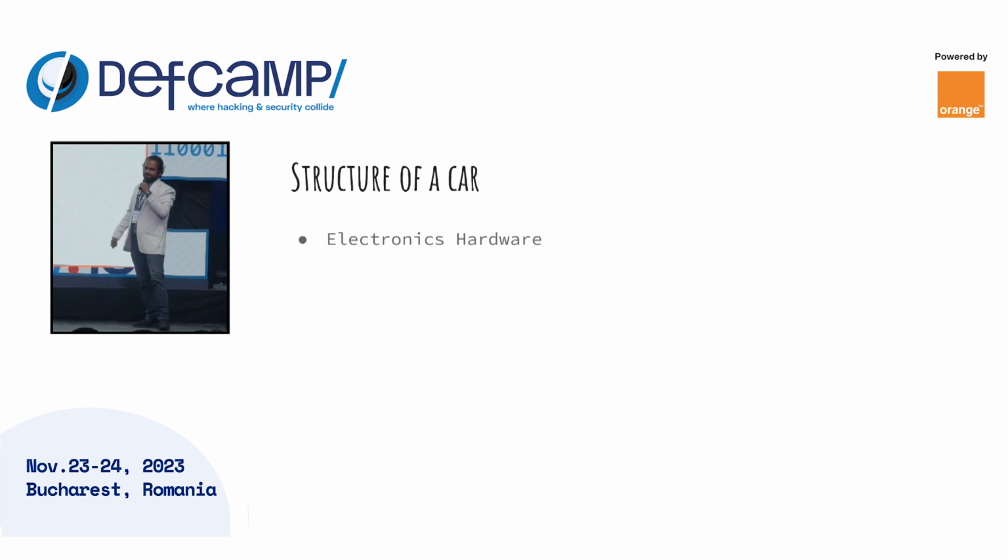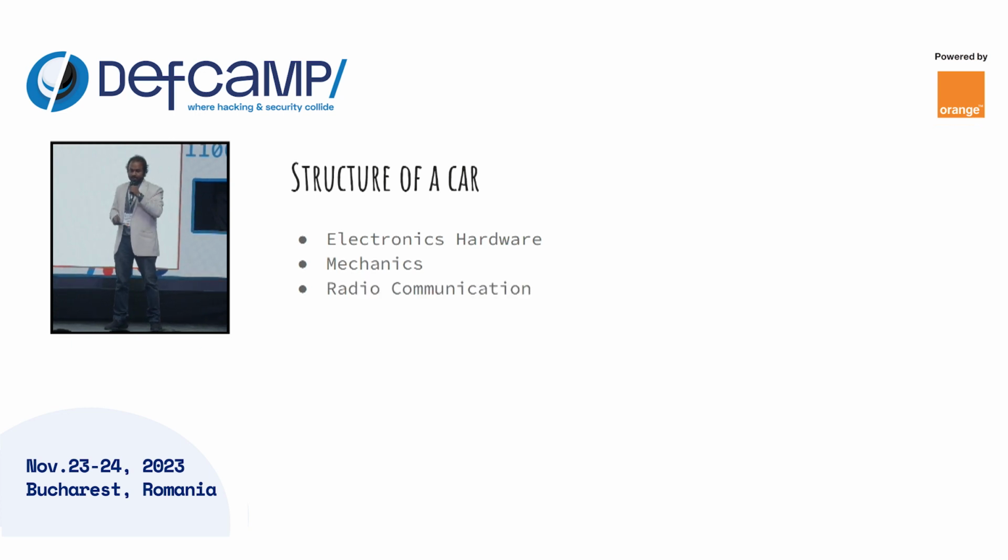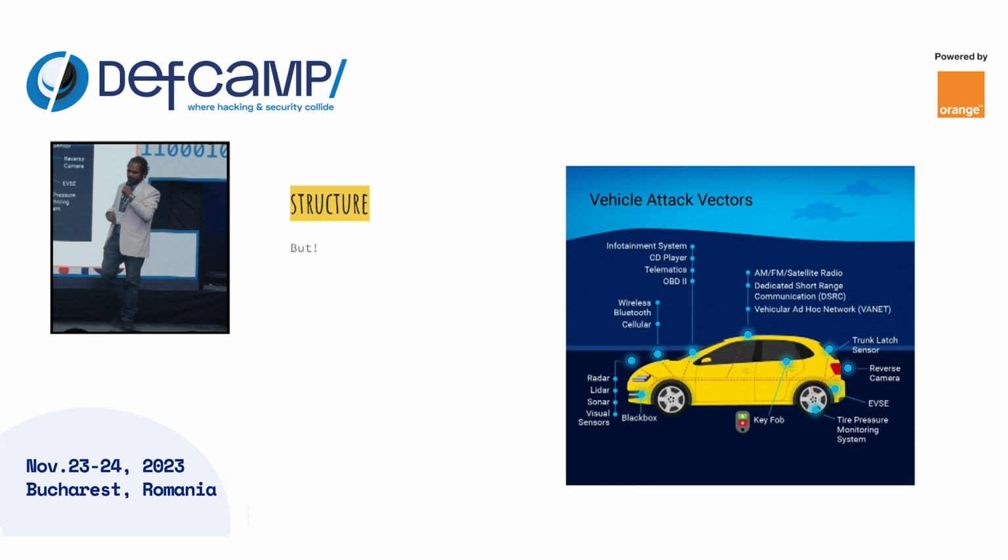So, let us discuss the structure of a car. What does a car actually include? Cars are basically computers. These are computers on wheels. That's it. The car consists of electronic hardware, the mechanics, the engine, and the actual mechanical stuff. Then there's radio communication, and then there are sensors. Here's the structure of the car. You guys can see it.